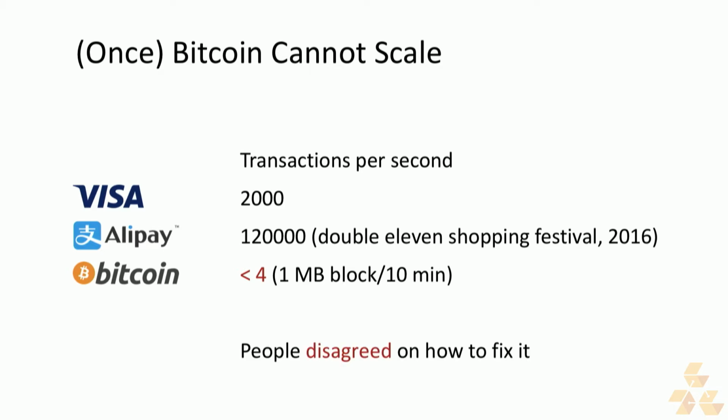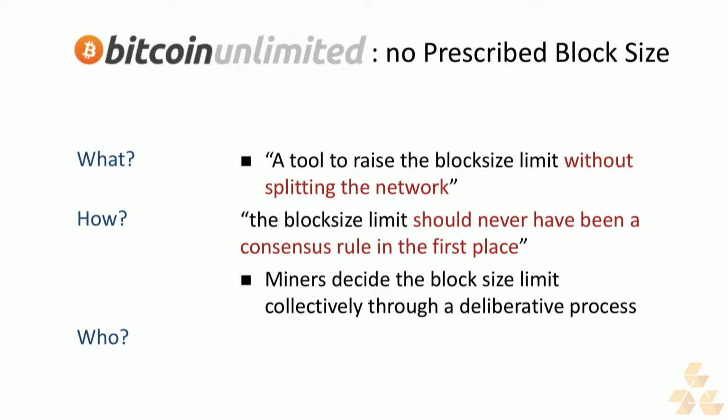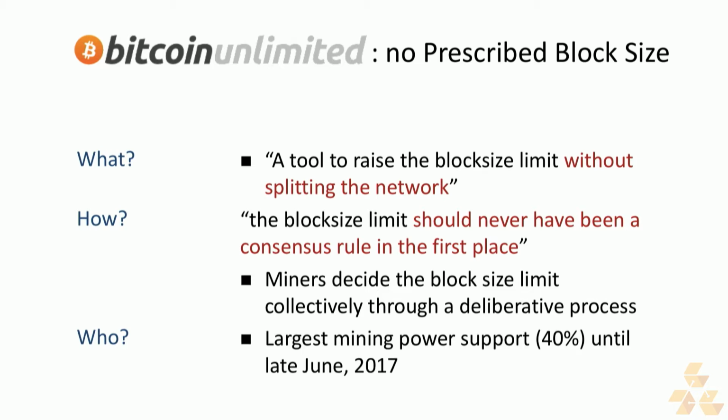People disagreed on how to fix it. Here comes Bitcoin Unlimited. What is it? It's a tool to raise the block size limit without splitting the network. We'll see about that. And how does it achieve its goal? Bitcoin Unlimited believes the block size limit should never have been a consensus rule in the first place. Miners in Bitcoin Unlimited decide the block size limit collectively through a deliberative process. Who supported it? It is supported by the largest mining power, which is around 40%, until late June 2017.